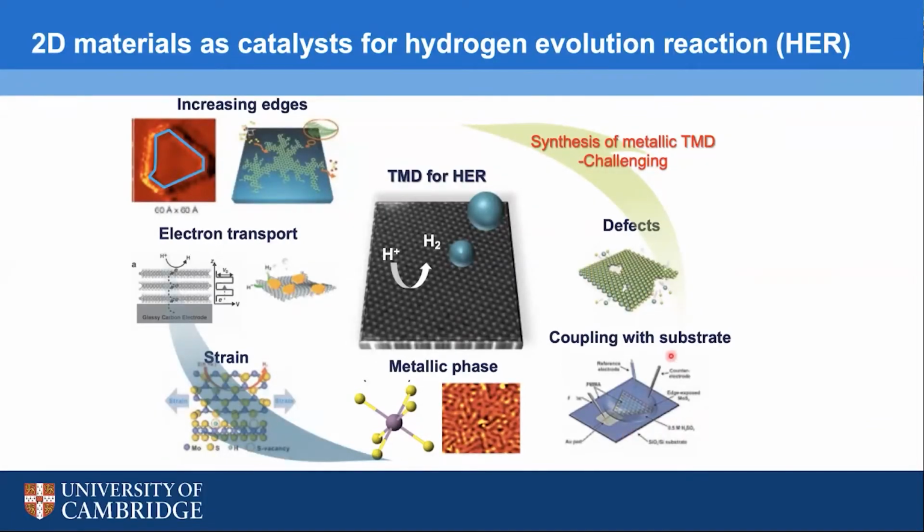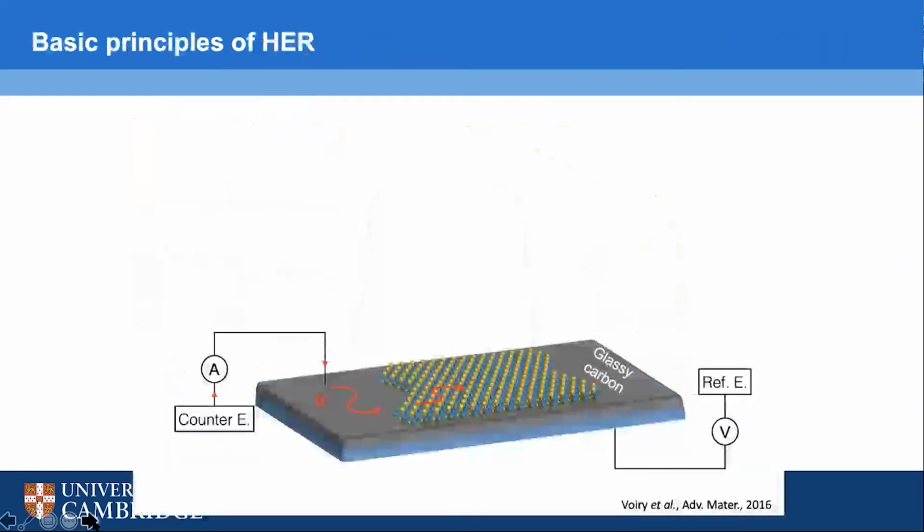So we've been studying coupling of the catalyst with the substrate using these microelectrochemical cells for the last 5 or 6 years. And the active sites in these MoS2 catalysts are in fact defects, specifically sulfur vacancies. So we've been studying the role of defects on TMDs for HER. I'll talk about some aspects of this work.